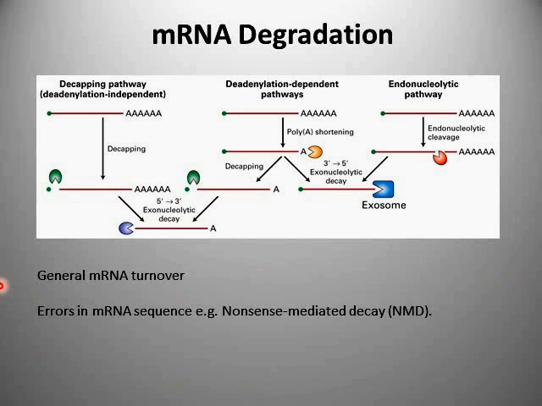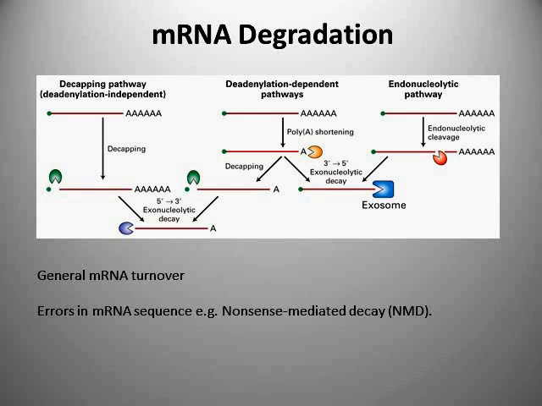But there is a more directed system in place which can spot errors in mRNA, and then if an error is detected, prevent the translation of that error-prone mRNA into protein, with the hope of obviously not producing proteins of aberrant function. So there are 3 main ways in which general mRNA turnover occurs. There's a so-called decapping pathway, the deadenylation-dependent pathway, and an endonucleolytic pathway.